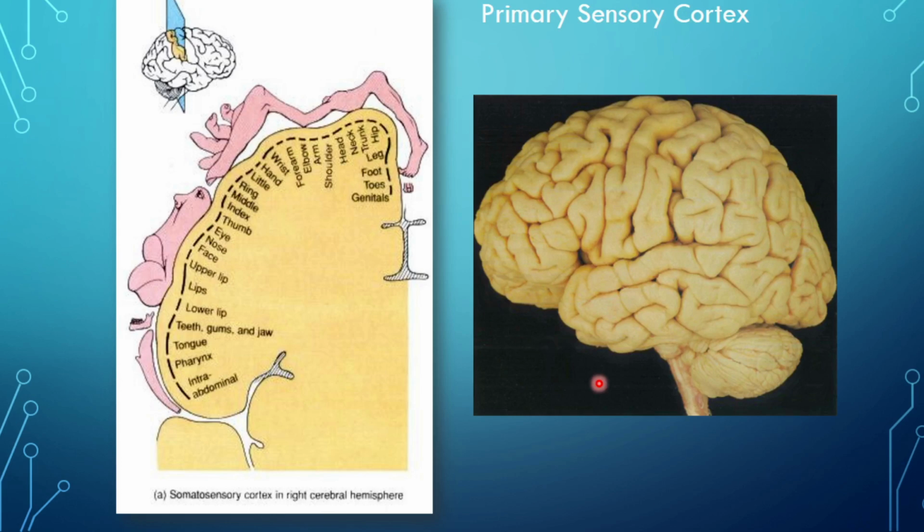Now, going back to this lateral view here, we can see that the primary sensory cortex would be this strip of cortex here. So it lies in the post-central gyrus, post meaning behind, again that central sulcus that runs down here. So that's where we find it. We find the primary sensory cortex running directly behind the primary motor cortex.